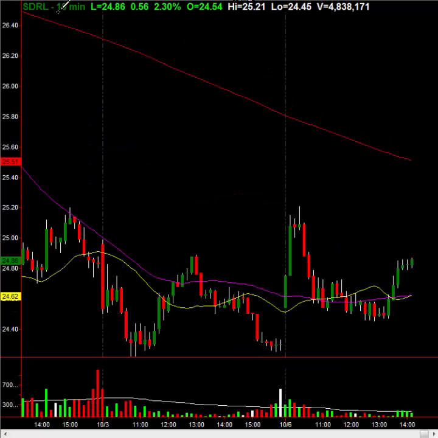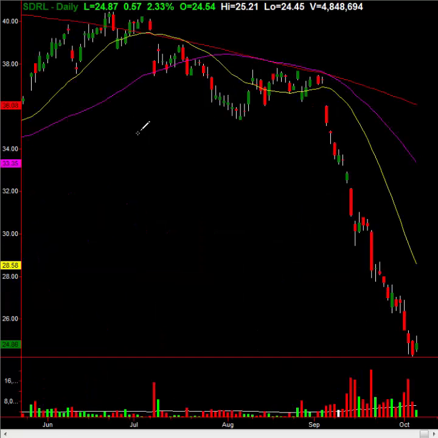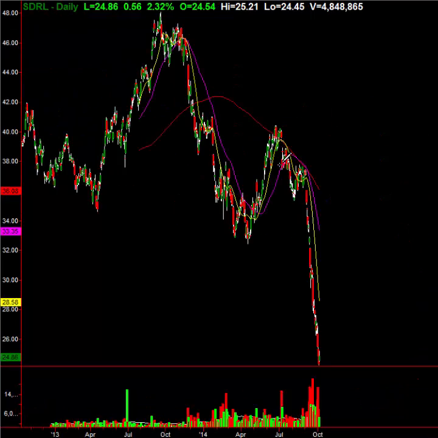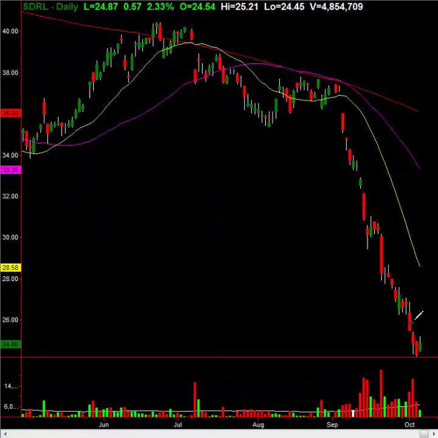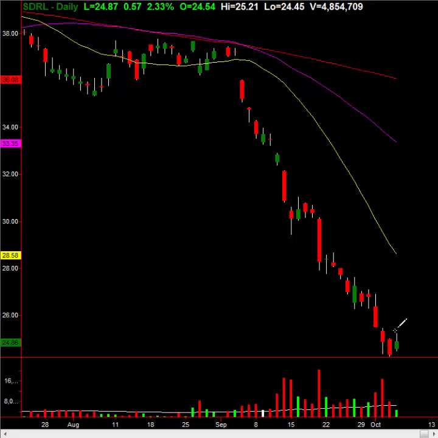One of my favorite drillers is this play right here, guys, SDRL. And again, you might say, well, how come? Well, basically because it's been beaten down so badly that it's just due for a technical bounce. I mean, look at this drop here. And again, you are getting a nice little reversal of the Friday down move. I'd like to see this close above 25 today. If it does, I think you get to 27 by Friday. So keep that on your radar, folks.